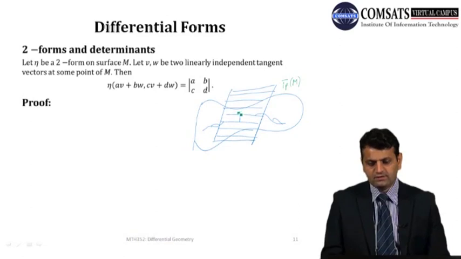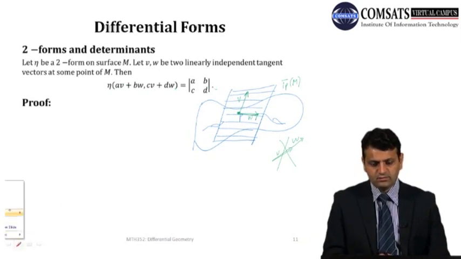और दे आर लीनियरली इंडिपेंडेंट मीन्स दे आर नॉट कोलिनियर. सो दे आर समथिंग लाइक दिस. सो दे आर नॉट ऑफ दिस फॉर्म. सो दिस इज द फर्स्ट वेक्टर V and this is the second vector W. So this is not the case. They are linearly independent. So if this is the case, then we can write down eta of AV plus BW, CV plus DW is equal to the determinant ADBC into eta of VW.